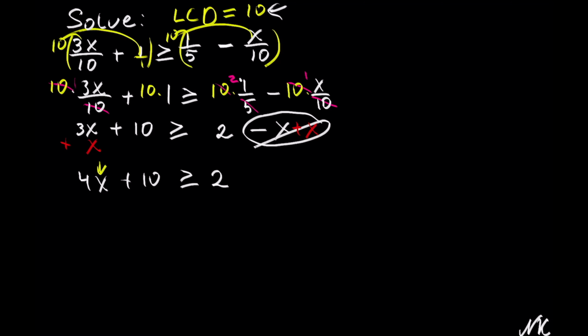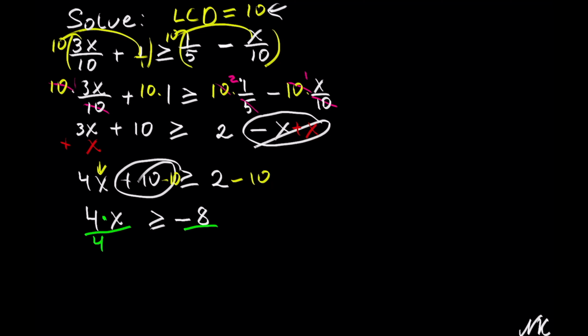So let's solve for x, and let's undo the adding of 10 by subtracting 10 from both sides. This gives us 4x. 10 minus 10 adds up to 0 is greater than or equal to 2 minus 10. We have more negatives, so the difference is negative 8. X is multiplied by 4, the inverse is to divide by 4, and whatever we do to one side, we do the same thing to the other side, so negative 8 out of 4. 4 and 4 will cancel, and we have x is greater than or equal to negative 8 divided by 4 is negative 2. So this is our solution.